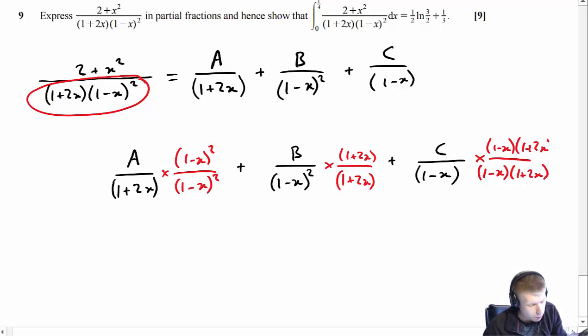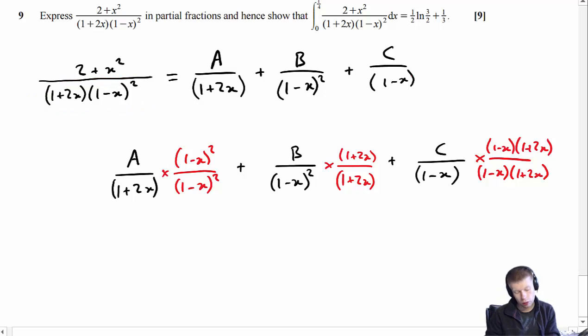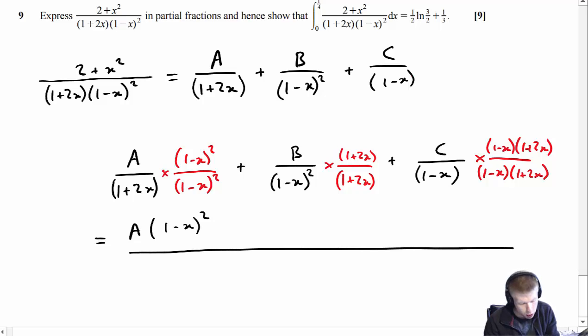Okay, so now I've got this common denominator going on. I now need to write this out as one single fraction. So on the numerator, it's going to be a times 1 minus x all squared. And of course, this is all going to be over my common denominator, which is 1 plus 2x times 1 minus x all squared.